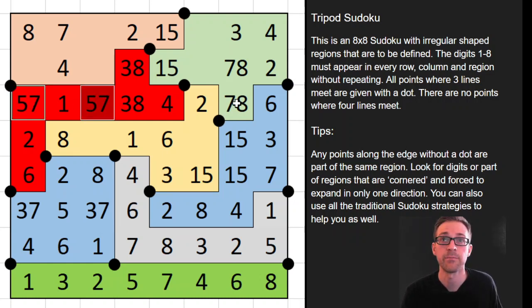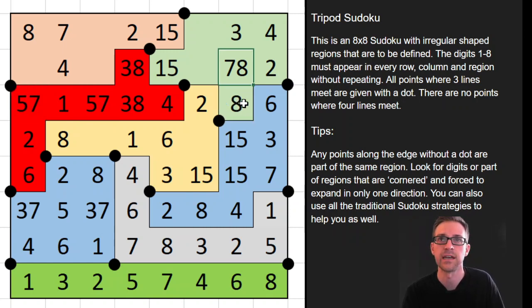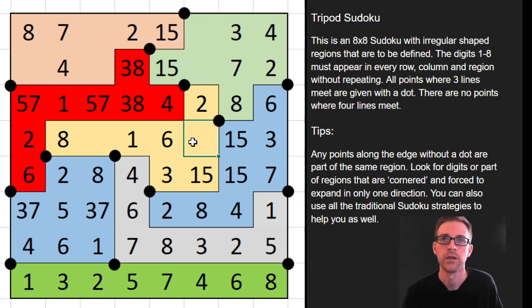And that 5, 7 pair means this can't be a 7. There we go. So one of these has to be a 7, right? If that's a 7, that's a 5. That's a 5, that's a 7. Either way, this can't be a 7. That's an 8, making that the 7. And now this, we're missing 1, 5, and 6. Still not helpful. Here we go.